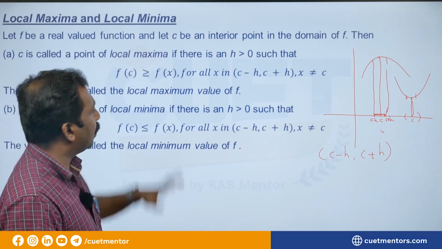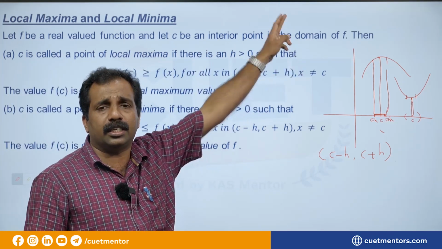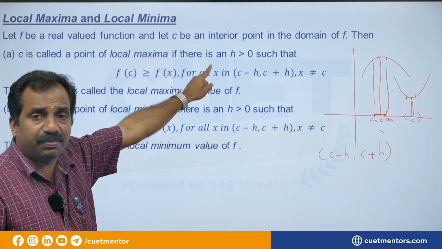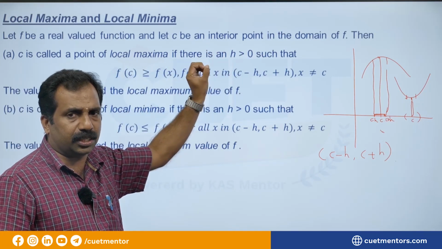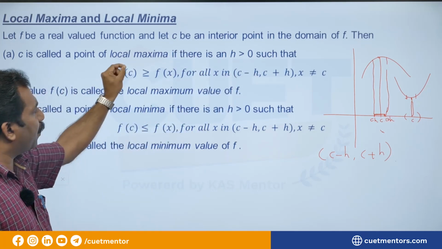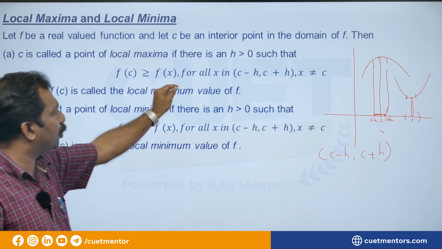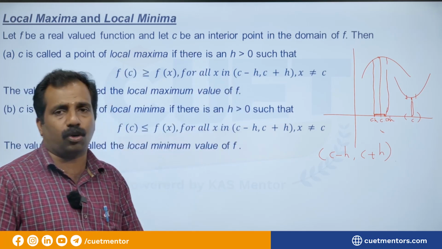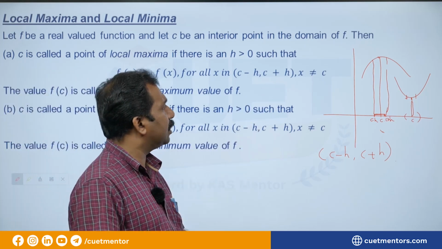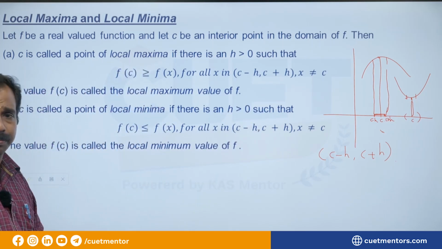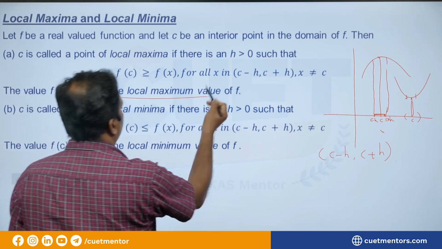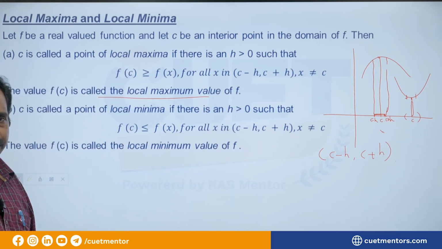Let f be a real valued function and c be an interior point in its domain. Then c is called a point of local maxima if there exists h greater than 0, where h is a small positive value, such that f(c) is always greater than or equal to f(x) for all x in (c−h, c+h), where x is not equal to c. And the value f(c) is called the local maximum value of f.